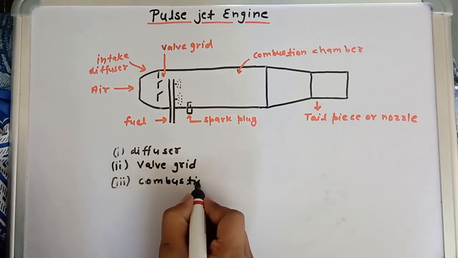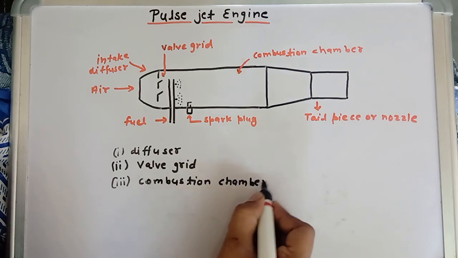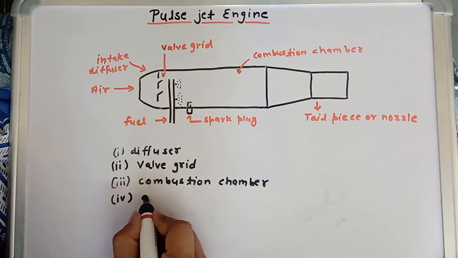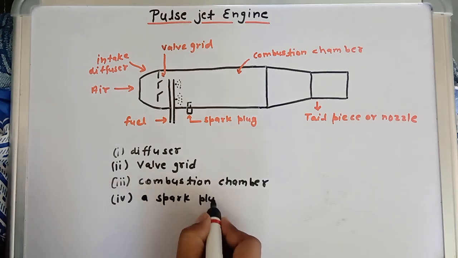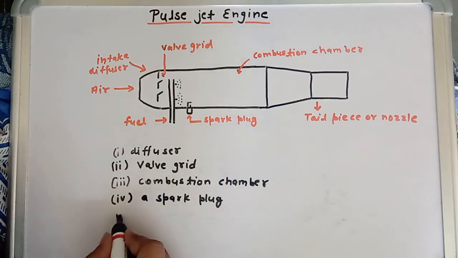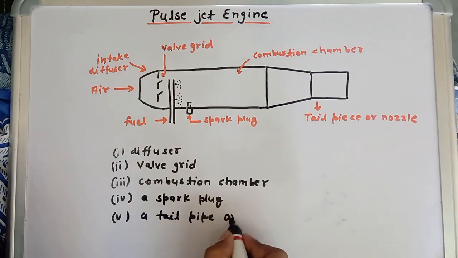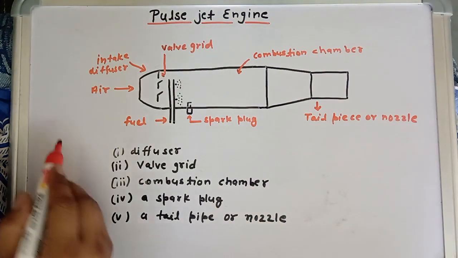Combustion chamber. A spark plug. A tail pipe or nozzle. So these are some important parts.